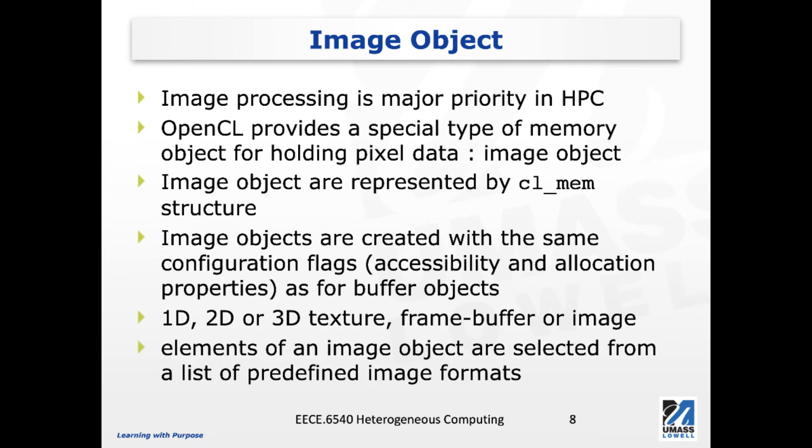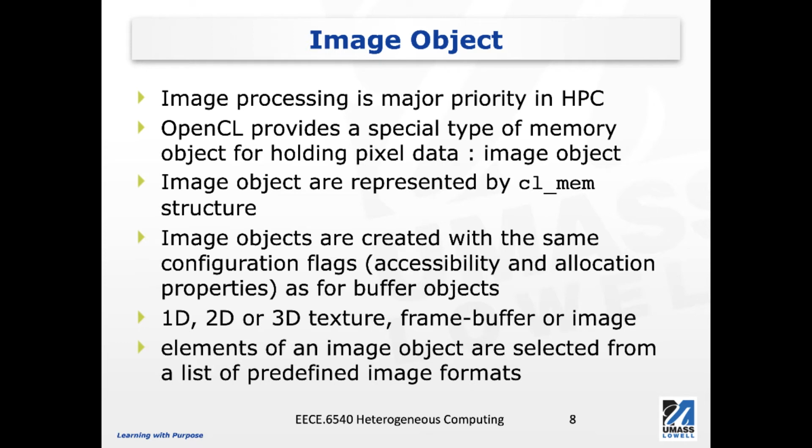Image processing is a major priority in high-performance computing and also in embedded systems in dealing with image operations. OpenCL provides a very special type of memory object, which is specifically for holding pixel data. That is the image object. We use image objects, but they are still memory objects, so we can declare them using the cl_mem structure.